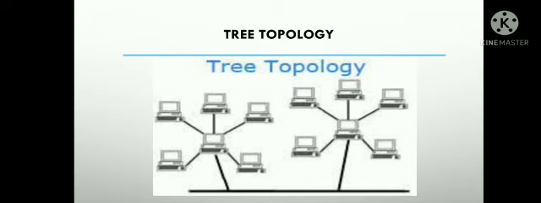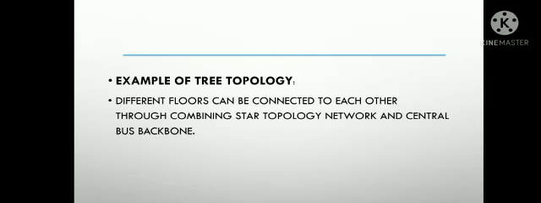It consists of a group of star configuration workstations connected to a linear bus backbone cable. Example of tree topology: different floors can be connected to each other by combining star topology networks and a central bus backbone. Second is B-tree, which looks the same as tree topology and is used in different programming languages and databases like MySQL, Redis, PostgreSQL, and also NTFS.